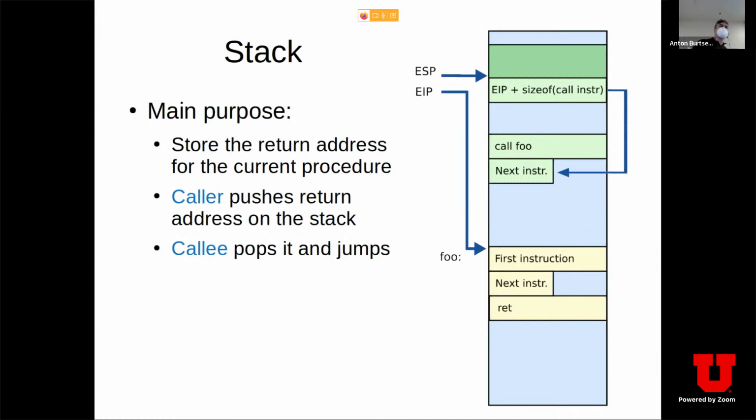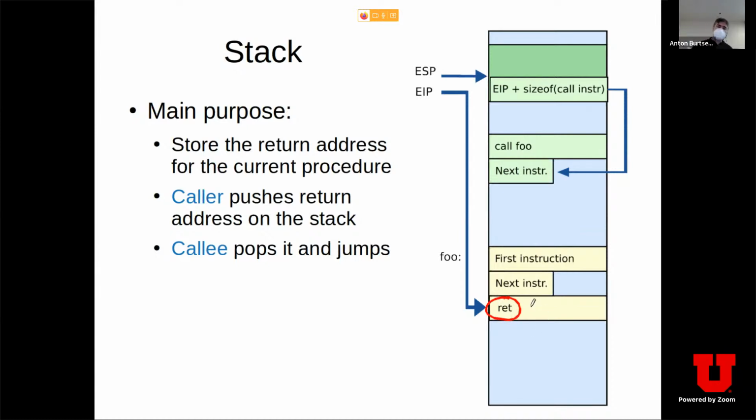All good? Okay, so we started executing foo function. It will contain some instructions, right? So the machine will execute them. At some point, you reach the ret instruction. That's an assembly instruction on x86, which returns from a function call.